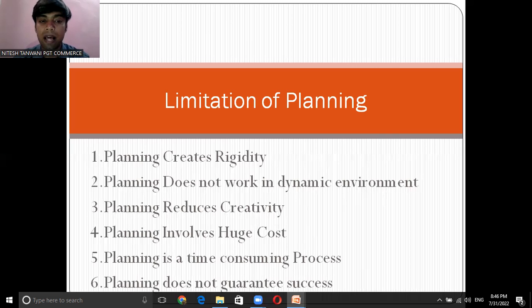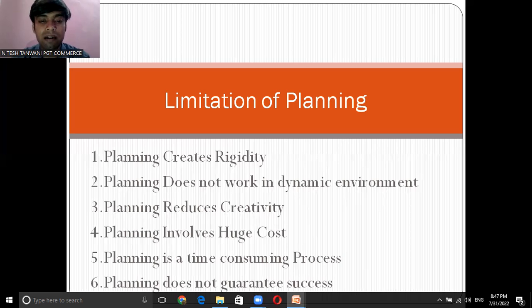Fourth, planning involves huge cost. The planning process takes huge cost because experts are required, their fees, and so on, so it requires huge cost involvement. Fifth point is planning is a time consuming process. Before taking any action, they prepare a plan. The plan takes too much time to prepare, because experts are deciding, analyzing, and preparing the plans. So we can say planning is a time consuming process.